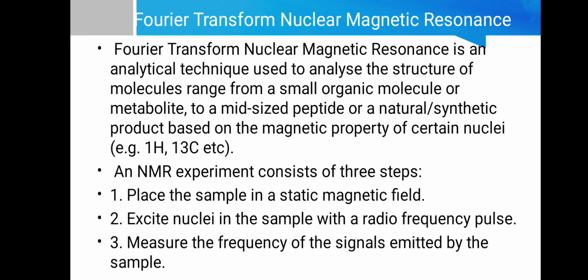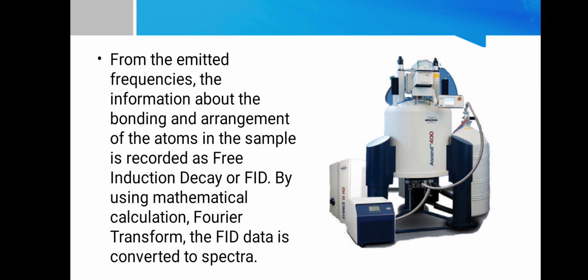Place the sample in a static magnetic field, excite the nuclei in the sample with a radio frequency pulse, and measure the frequency of the signals emitted by the sample. From the emitted frequencies, the information about the bonding and the arrangement of the atoms in the sample is recorded as free induction decay, or FID. By using the mathematical calculation Fourier transform, the FID data is converted to spectra.